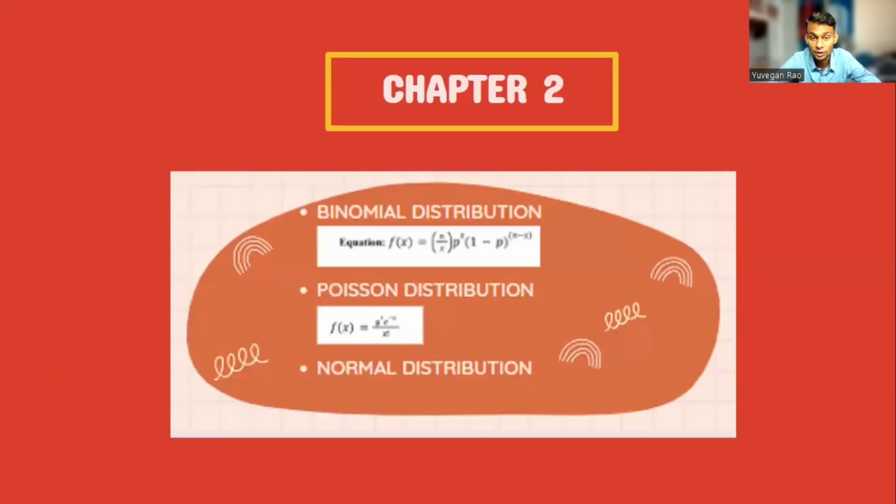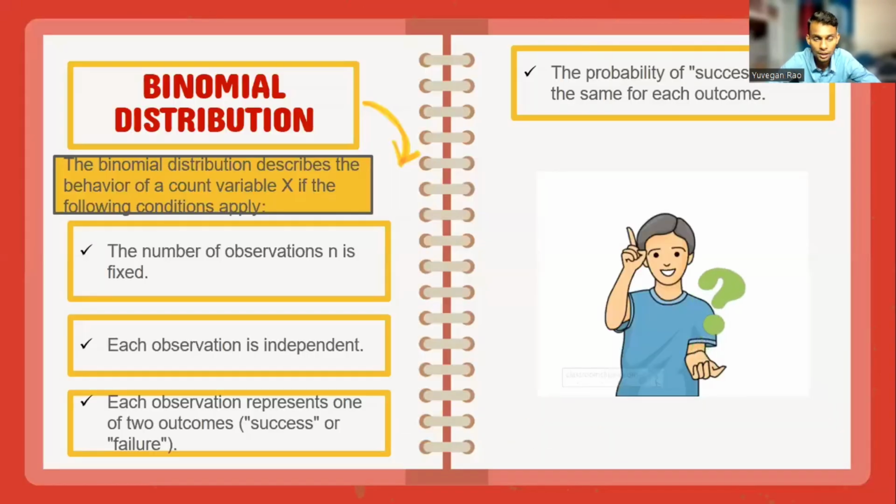Getting into chapter 2, Doctor. In chapter 2, we will cover the binomial distribution, the Poisson distribution, as well as normal distribution. So getting into binomial distribution. The binomial distribution describes the behavior of a count variable x if the following conditions apply. The first condition is the number of observations n is fixed. Each observation is independent. Each observation represents 1 of 2 outcomes, which is success or failure. And the final one is the probability of success, p, is the same for each outcome.